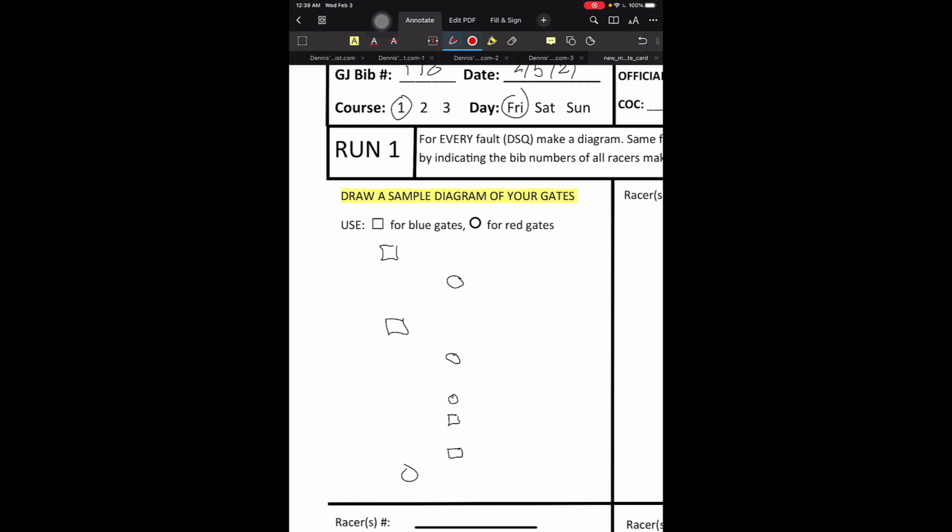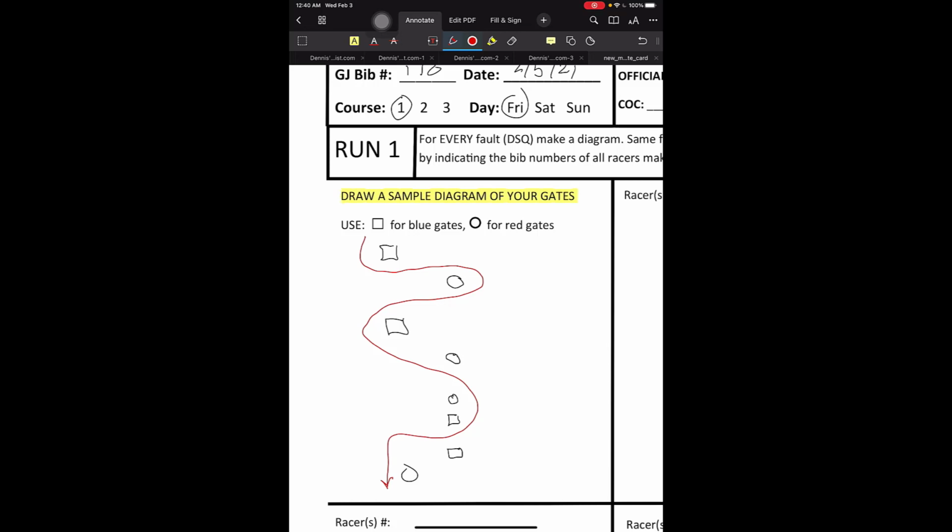The next thing to do is to draw in the line of correct passage. The correct passage line represents the fastest legal line through the gates. So here's how I would draw the correct passage line. So there you have the correct passage line.